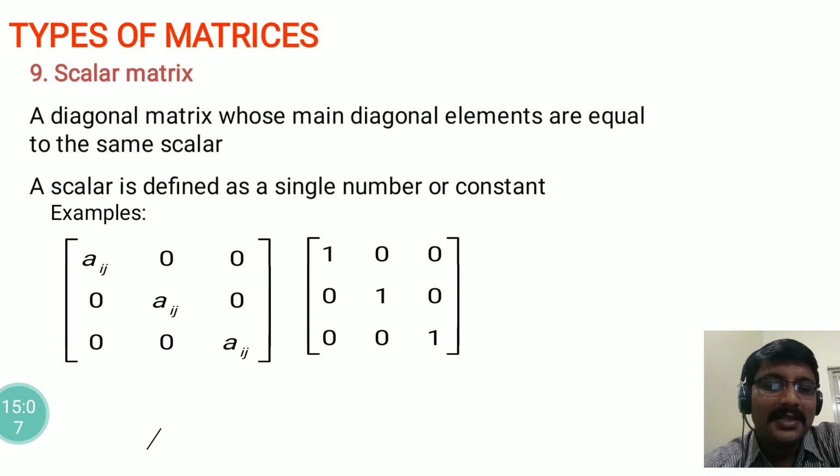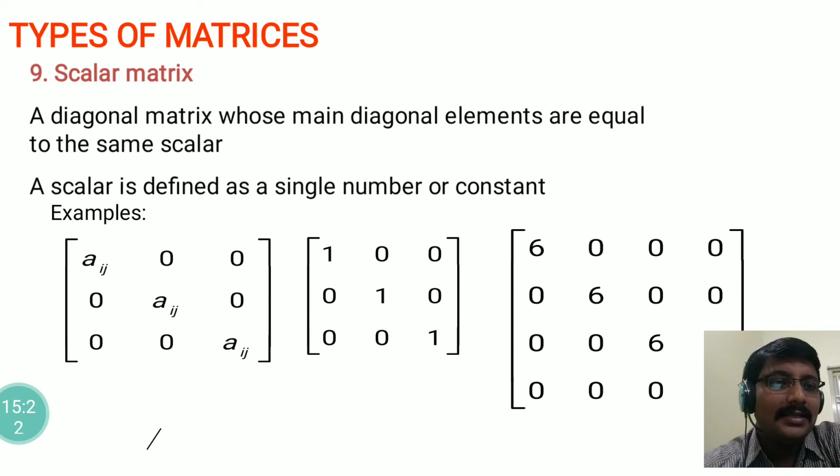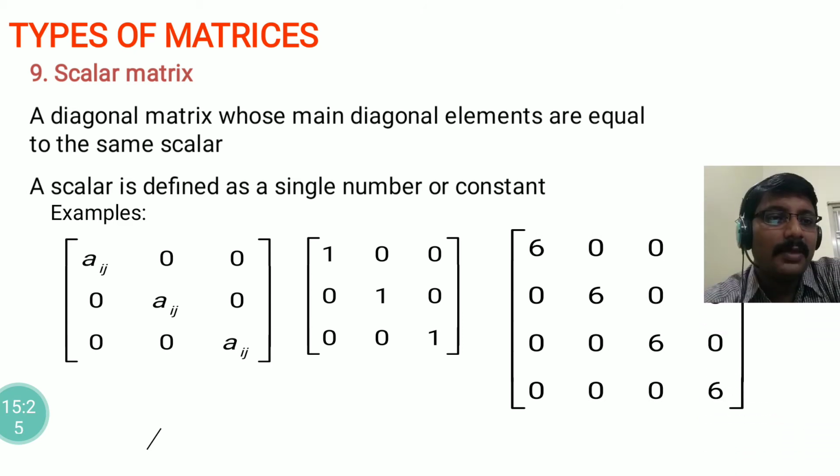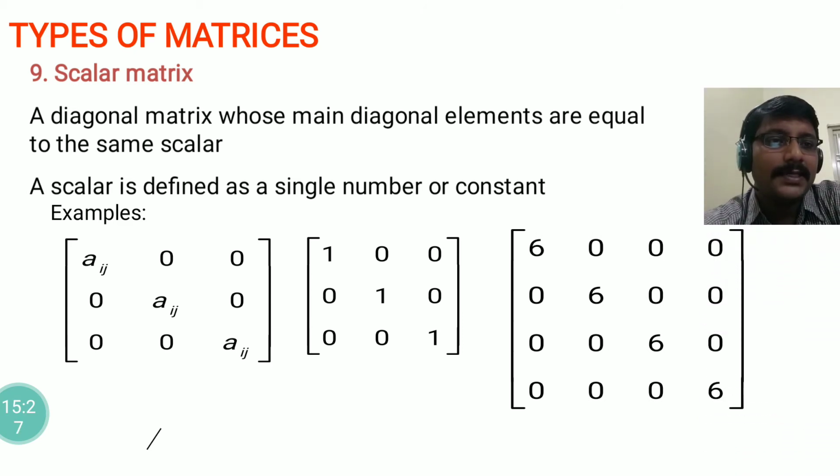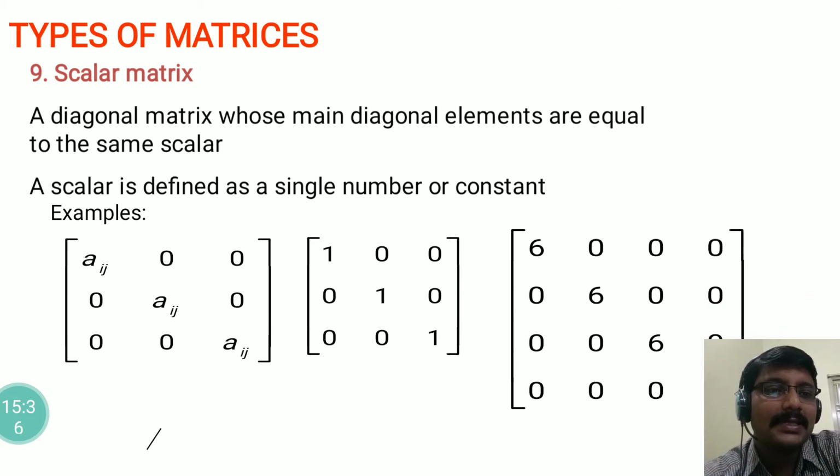Unit matrix: it is also known as a scalar matrix. So clearly we can observe the principal diagonal elements are ones here and the remaining elements are zeros. Such a matrix is known as a scalar matrix. The last example is of order 4 by 4. Here clearly we can observe the principal diagonal elements are all 6, all the same, and the remaining elements are all zeros. So such matrices are known as scalar matrices.